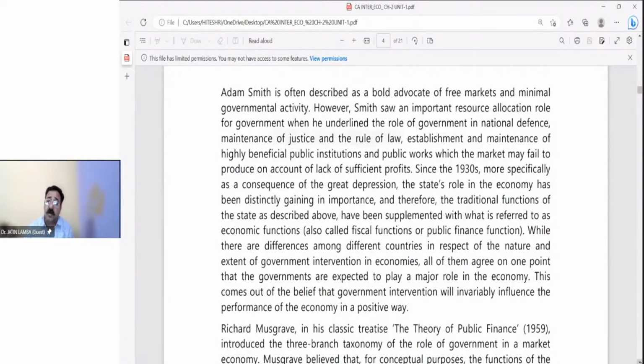So Adam Smith always focused on the idea that the economy must be handled by the private sector, right? And the government should have minimum control, minimum interference. That is called free market economy.